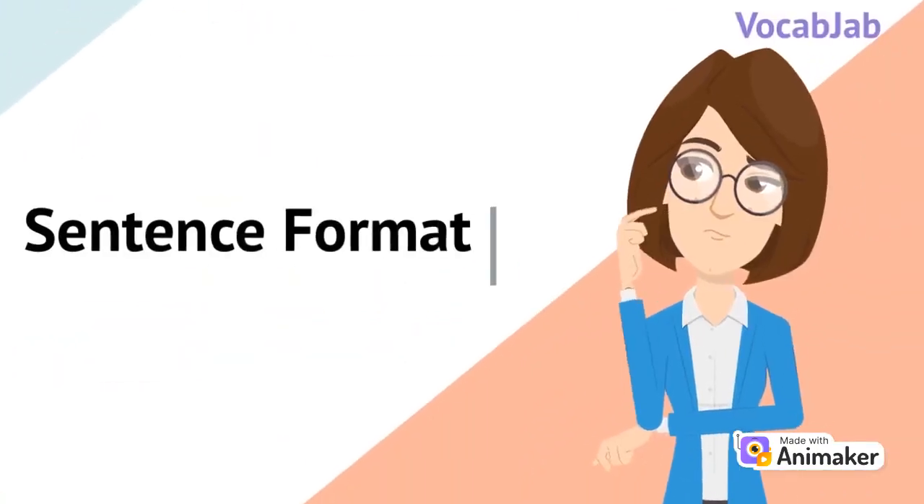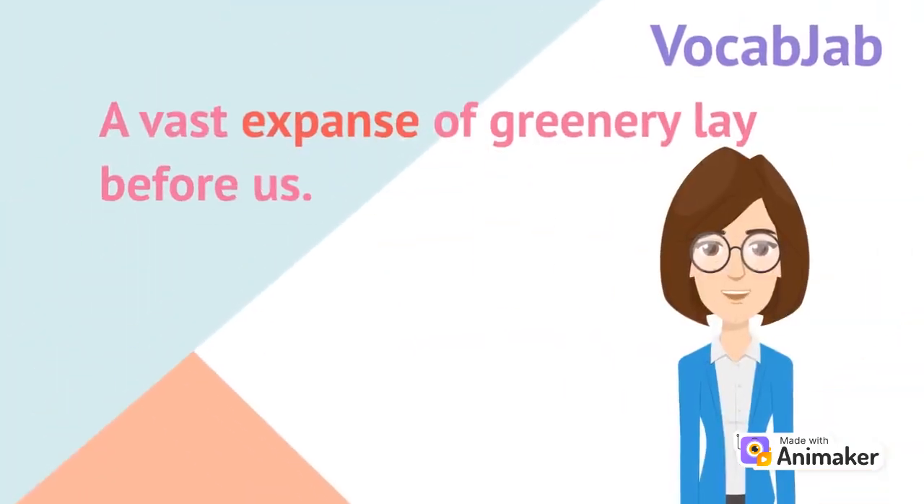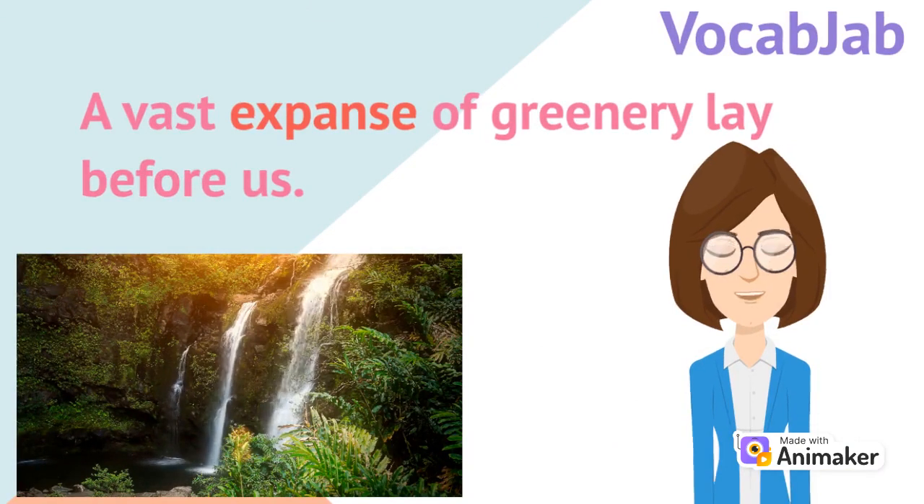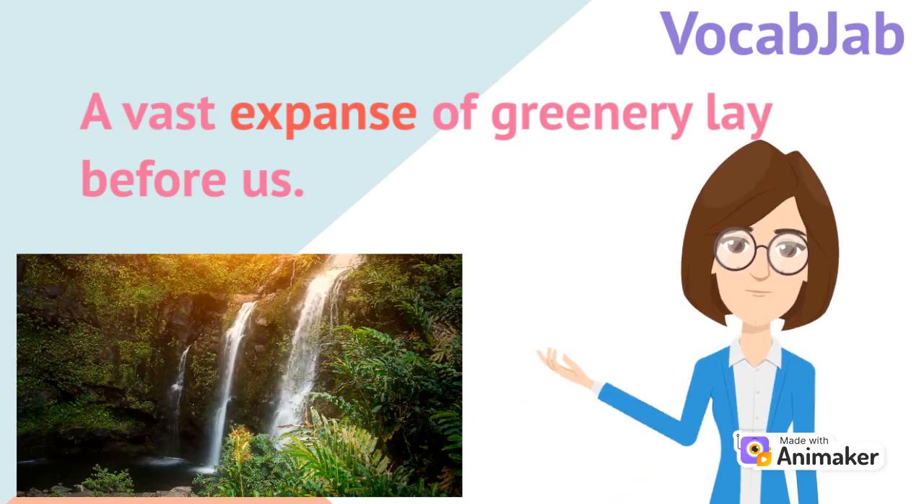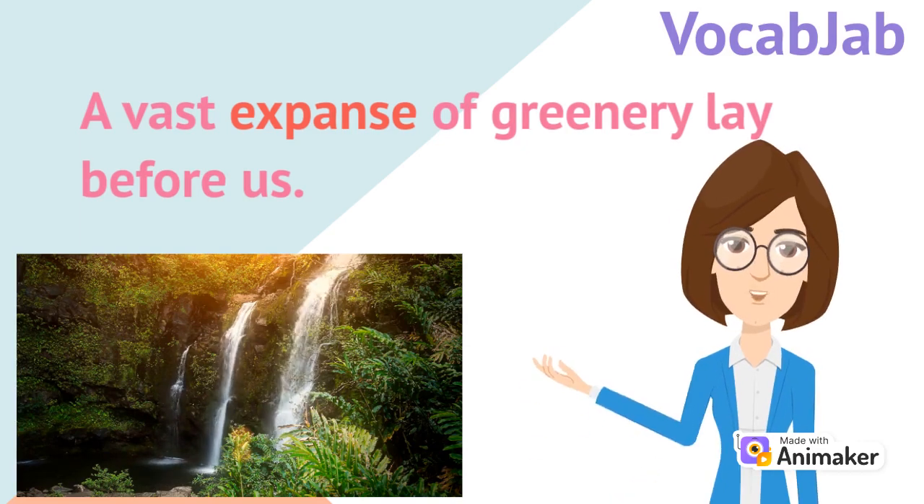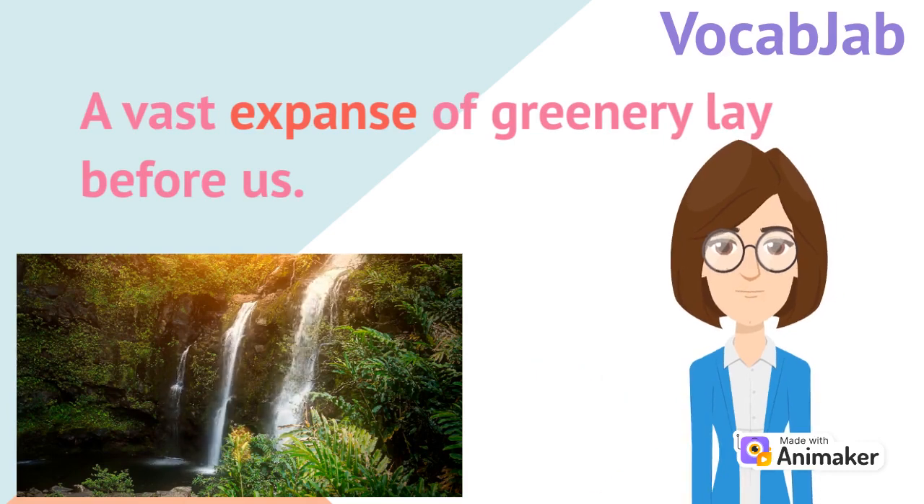So our first sentence is: A vast expanse of greenery lay before us. This means that there's a vast area of green land before us. We can see a vast area covered with greenery before us. So, a vast expanse of greenery lay before us.